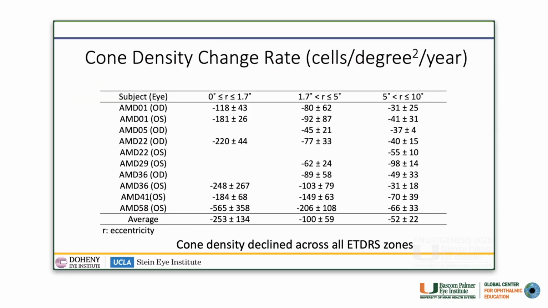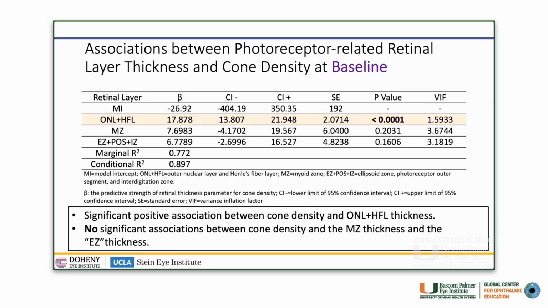And the cone density, regardless of the region you looked at, we looked at different eccentricities because we know the cones are easier to count the further away from the fovea you get, but the cone density declined in all of the different zones. But this is really the money slide. When we looked at the correlation against the layer thicknesses at baseline, the cone density really only showed a significant correlation with the ONL plus HFL thickness. Notice EZ thickness did not correlate.